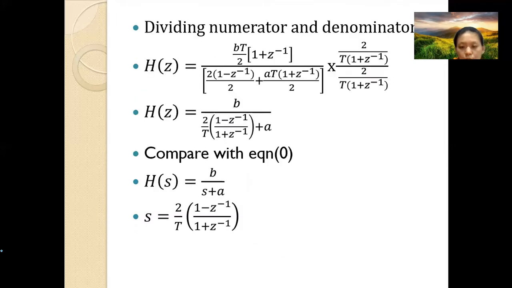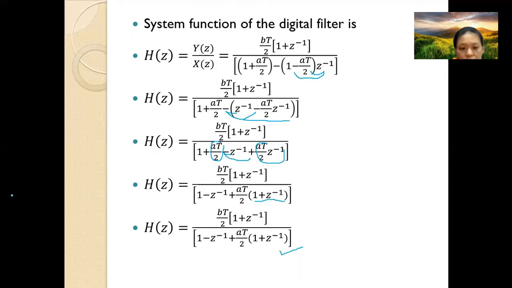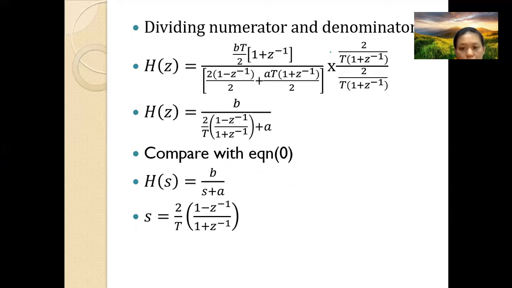After that, we want to divide the numerator and the denominator so that it will have the same denominator. So what we do is we multiply above with 2 divided by t, 1 plus z minus 1, and divided by 2 divided by t, 1 plus z minus 1. We multiply inside the equation. So for the above, we can cancel off this one and this one, and t we cancel off with t, 2 we cancel off with 2. So we are left with b.